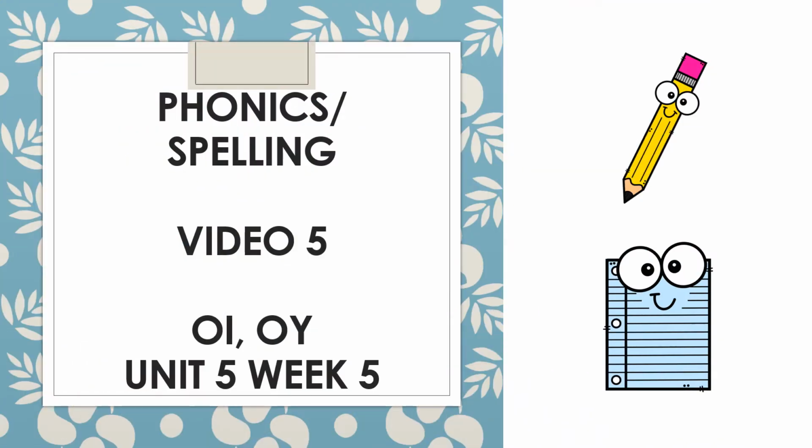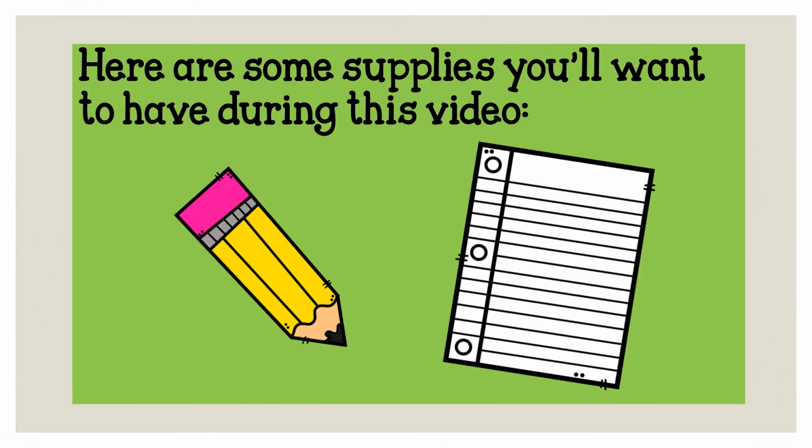This video is the phonics and spelling video number 5, and we will be covering the sounds for OI and OY, the OI sound. As always, some supplies you'll want to have during this video are a piece of paper and a pencil. If you need to pause the video now to go get those things, go ahead and push pause and then push play when you're ready to get started.